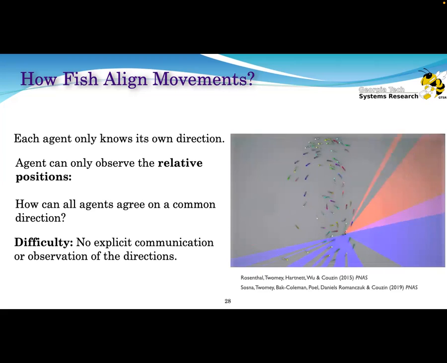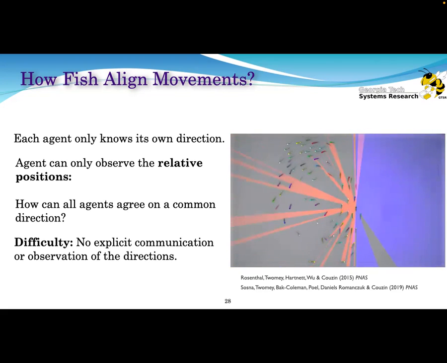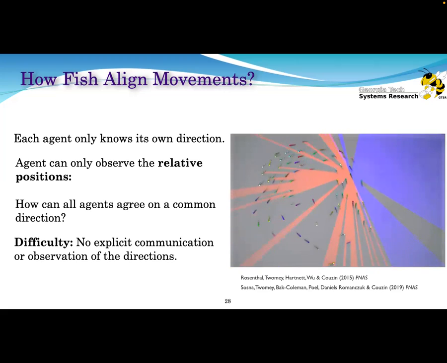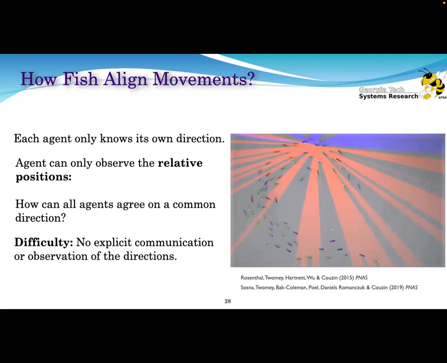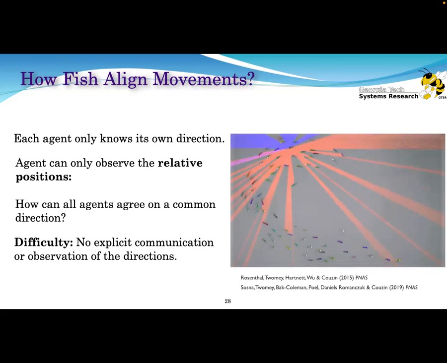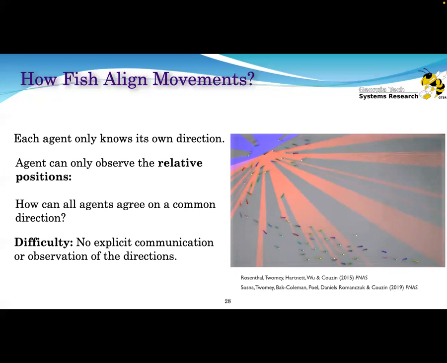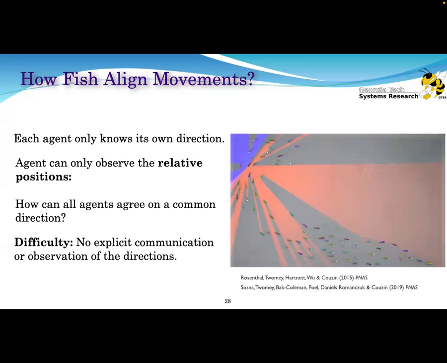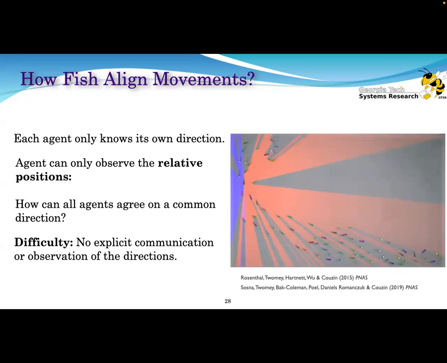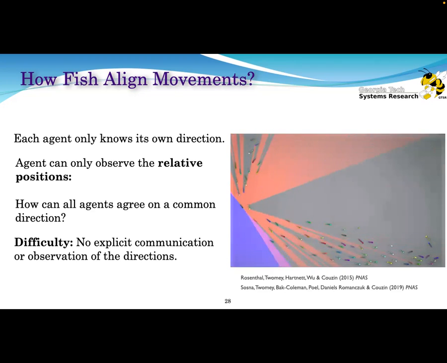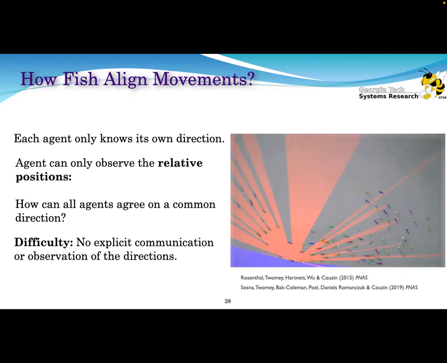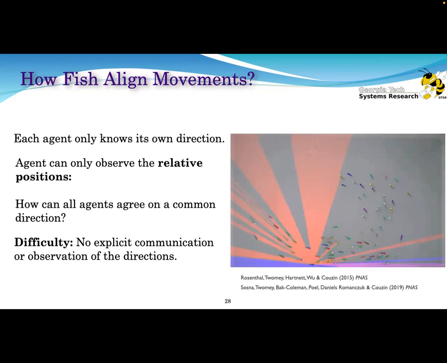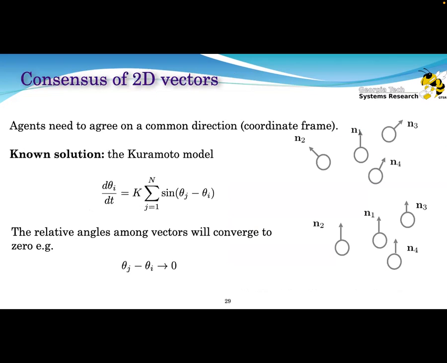You can see that there's a significant number of fish that a fish can see, right? And also the interaction between the fish is not constant. Sometimes it's random, right? So in this situation, how can all the fish align their movement? Okay, that's a question we're going to talk about next.